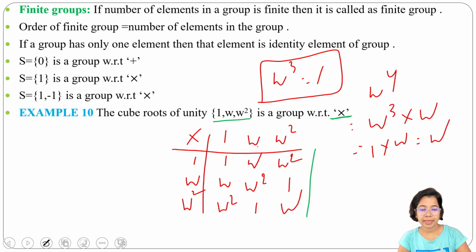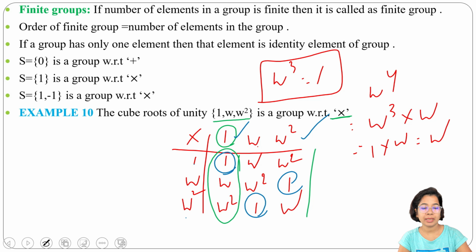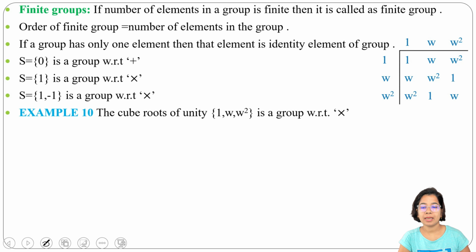Does an identity element exist? Yes, 1 is the identity. By multiplying by 1, we are getting the same result. Does an inverse exist? Yes. In every row there is a 1 present. The element by which we multiply to get the identity element is the inverse. For 1, 1 is the inverse. For w, w square is the inverse. For w square, w is the inverse. When we multiply w square with w, we get 1, right? So it is closure, associative, identity element exists, and inverse exists. Hence, it's a group. Let's see another example.